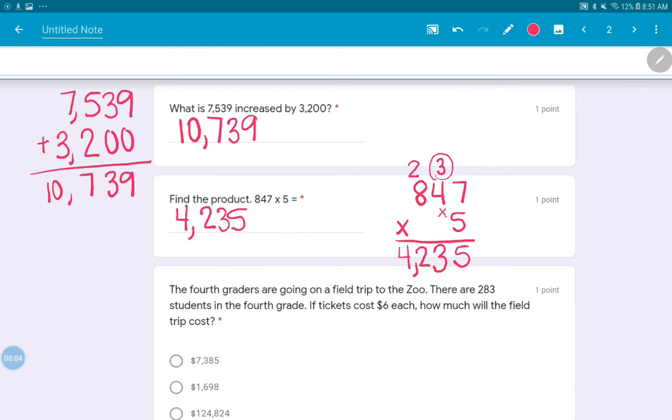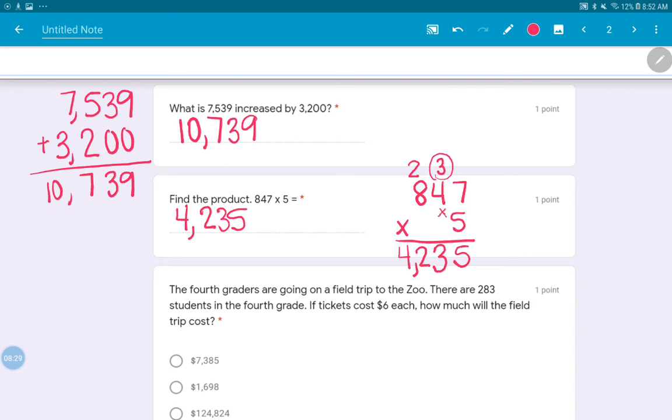4,235 is the correct answer for that one. All right. The next question says the 4th graders are going on a field trip to the zoo. There are 283 students in the 4th grade. If tickets cost $6 each, how much will the field trip cost? How in the world are we going to solve that, Amy?